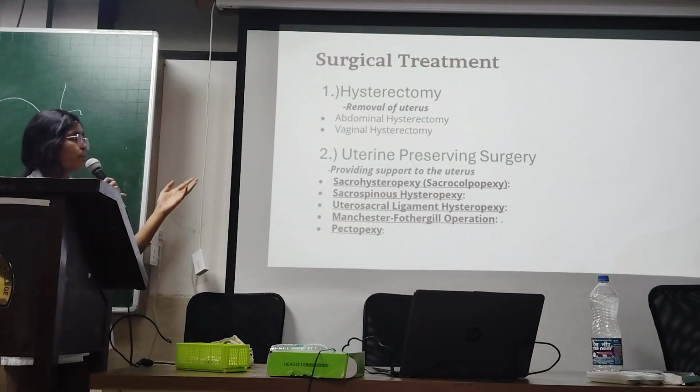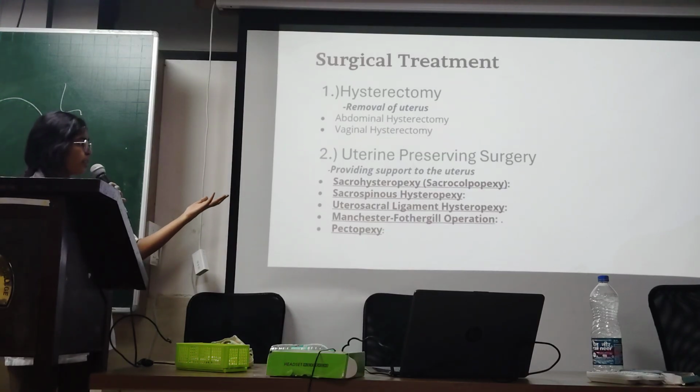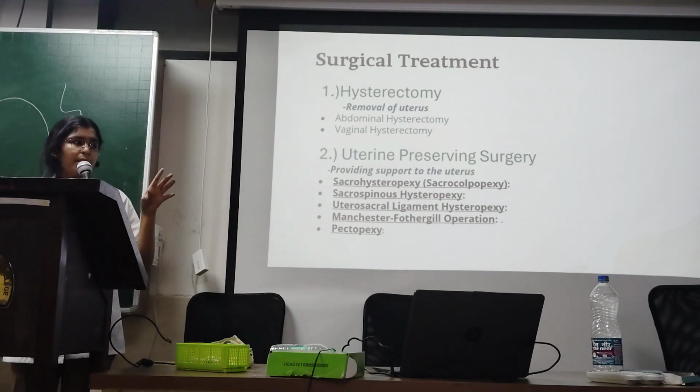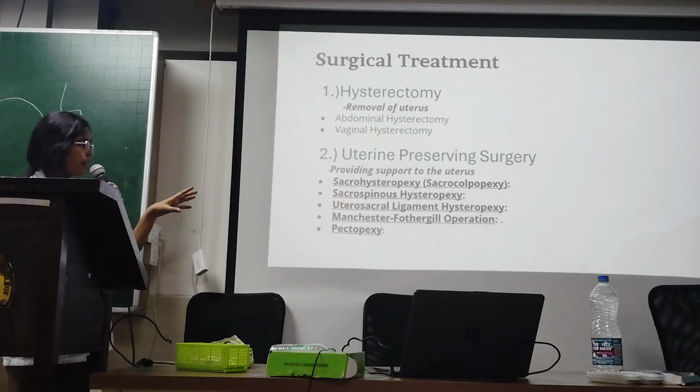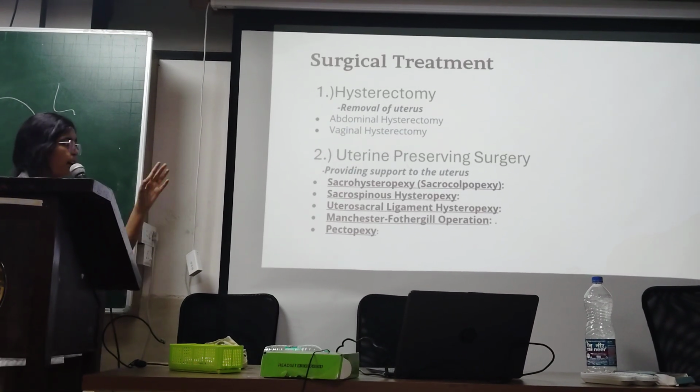If the patient wants to preserve her fertility, we use uterine preserving surgeries, such as sacrohysteropexy, in which a mesh is inserted and secured to the sacrum. Sacrospinous hysteropexy, in which the sacrospinous ligament is secured to the vagina and the cervix. The uterosacral ligament hysteropexy, similarly, in which the uterosacral ligament is strengthened.